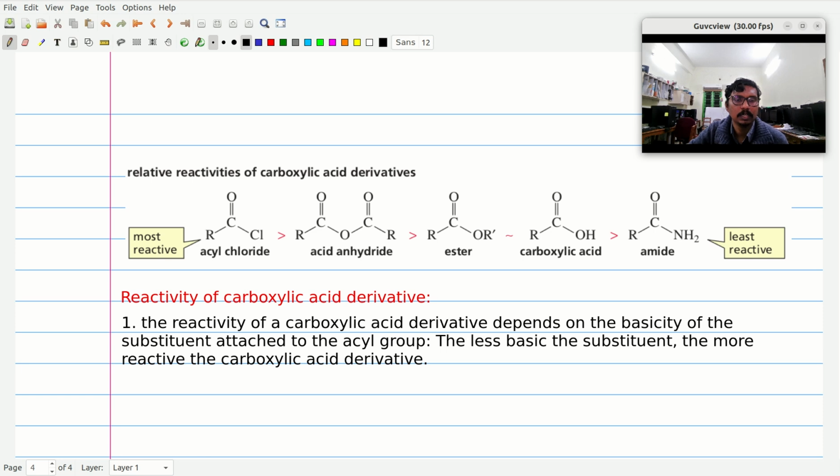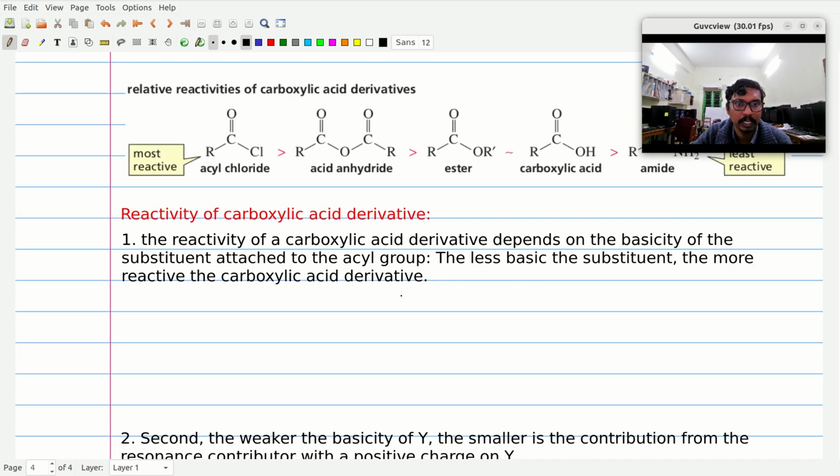To conclude, we have seen that the relative reactivities of the carboxylic acid derivatives is as follows. Acid chlorides are highly reactive, followed by acid anhydride, ester, and carboxylic acid, and amides are least reactive. And the reason can be attributed to two aspects.